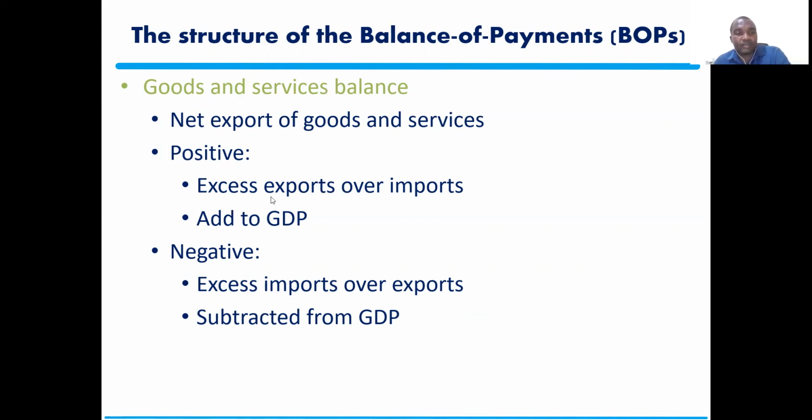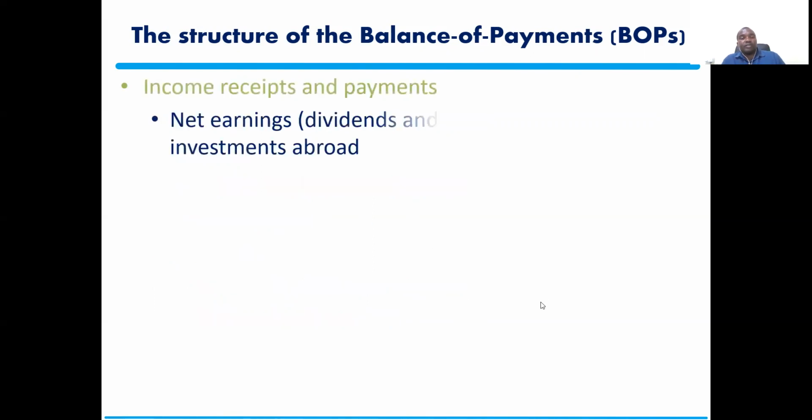If it is positive, it means we've got an excess of exports of services over imports of services and goods, because it's a combined thing. And then if it is negative, then we've got a deficit. Imports will be greater than exports. So we subtract from GDP. In the first scenario, we add to GDP.